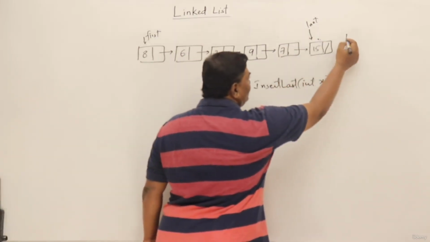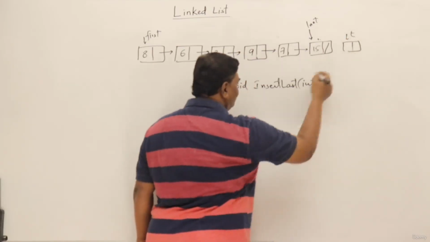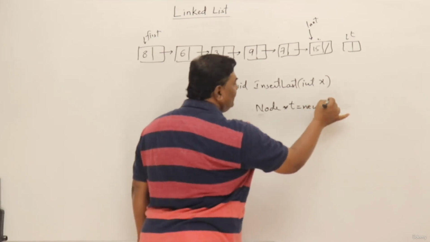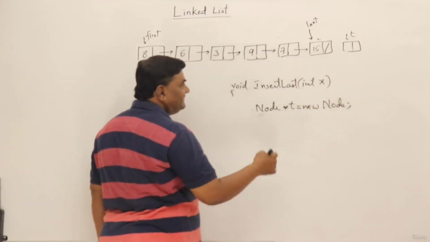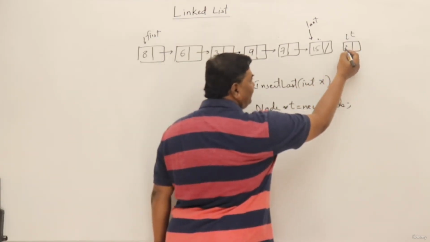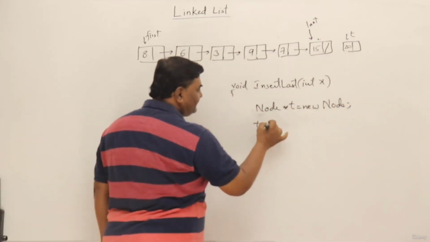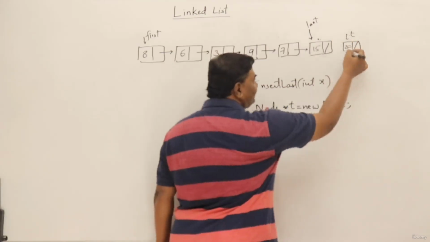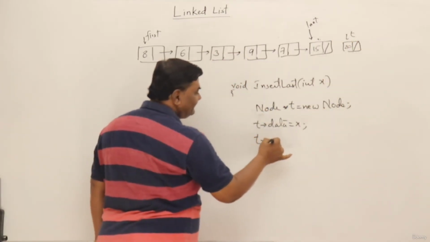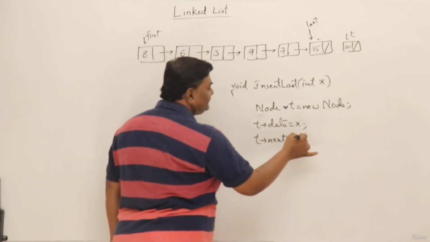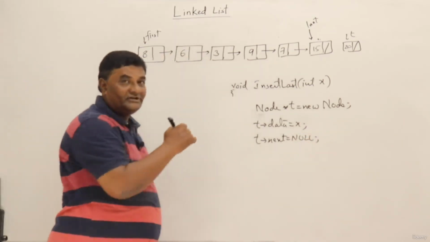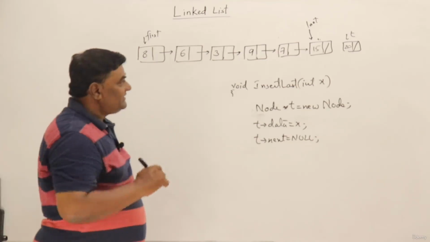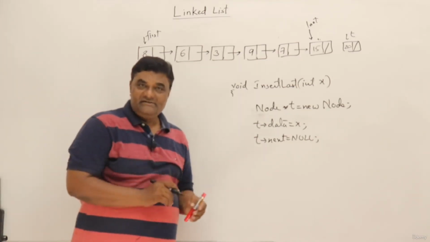First of all, create a new node with the help of a temporary pointer t. Node t, assign new node. New node is created. Then assign the value x here, whatever the value that you are sending. So t's data should be x and make t's next as null. So this is null. So a new node is ready.